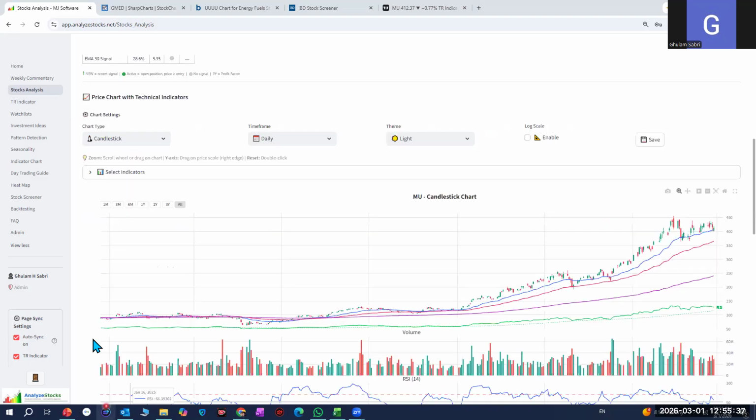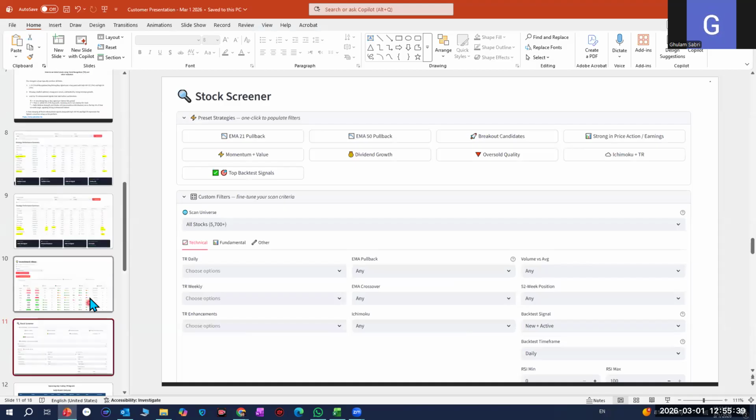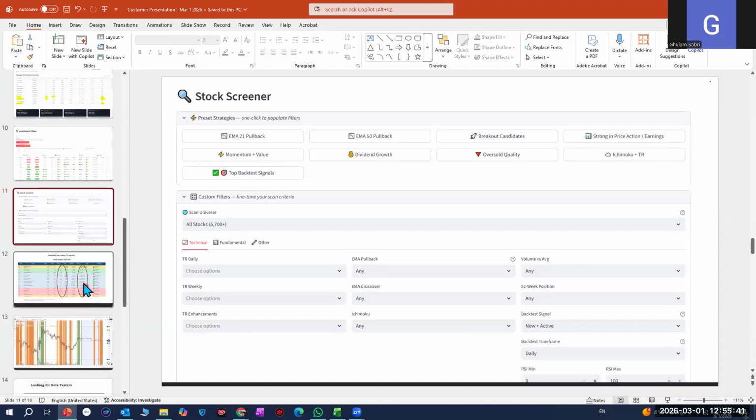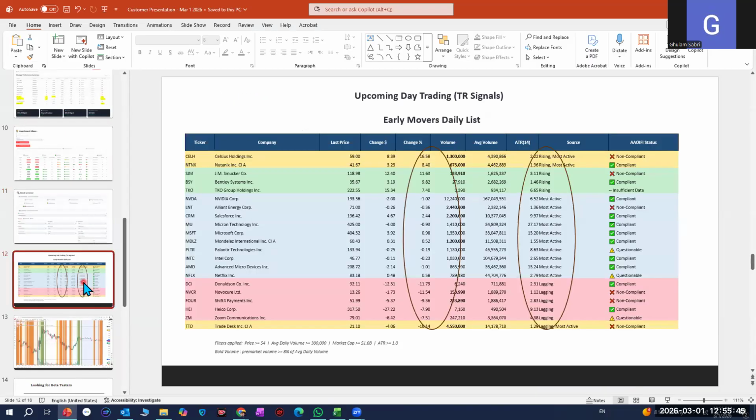So going back to our presentation, I hope you like this feature. Before we end, if there are no more questions on this, we are going to have new upcoming day trading signals for day traders only. There was a question, someone was interested in day trading. Now, every morning around 8 a.m.